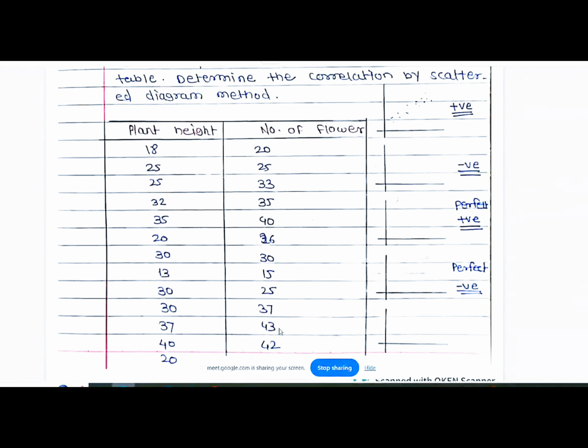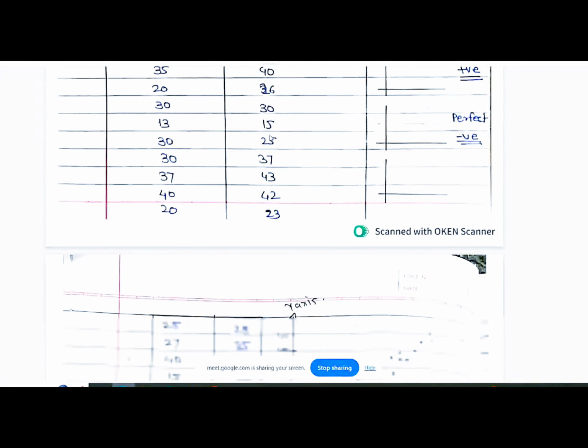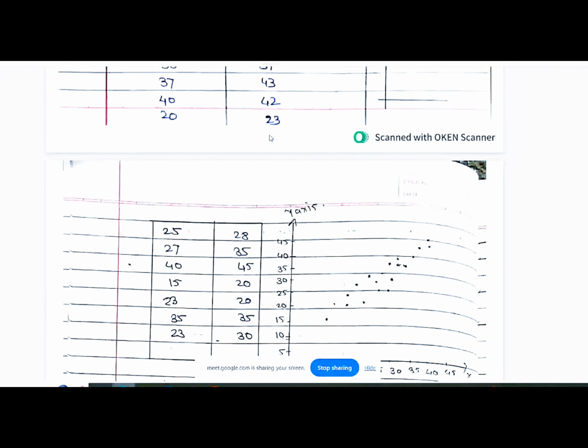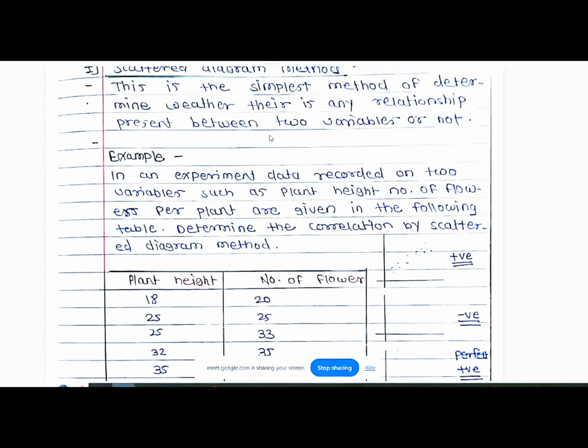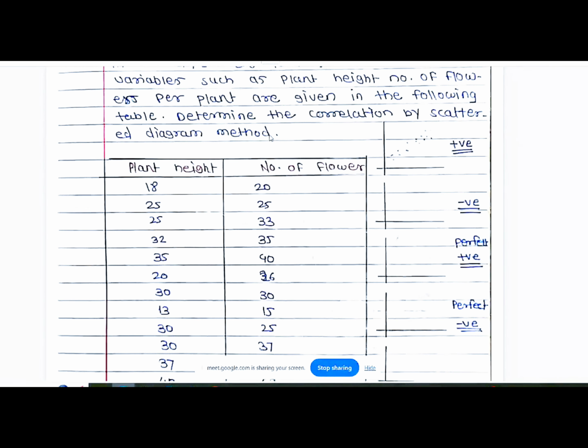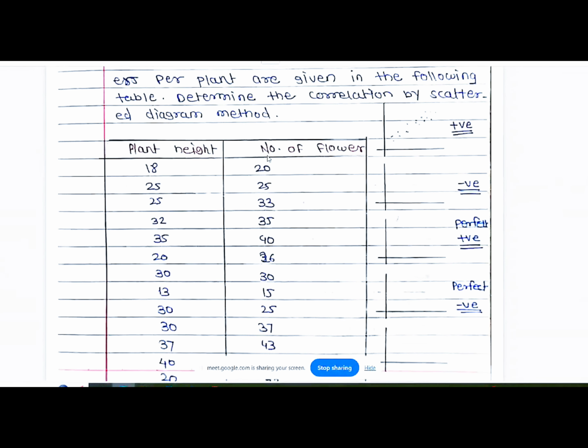If you just observe this table, it is quite difficult to say whether the two variables, plant height and number of flowers, are correlated or not. It is very difficult to say anything about correlation by just observing the data, because sometimes the data will be too large and multiple factors will be there. In that case, it becomes very difficult to make any conclusion. So now we have to decide whether these two variables are related or not by using the scatter diagram method.